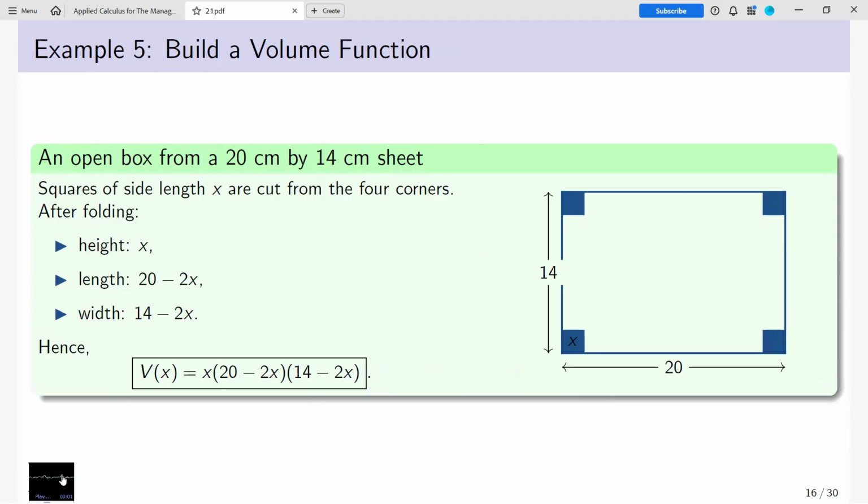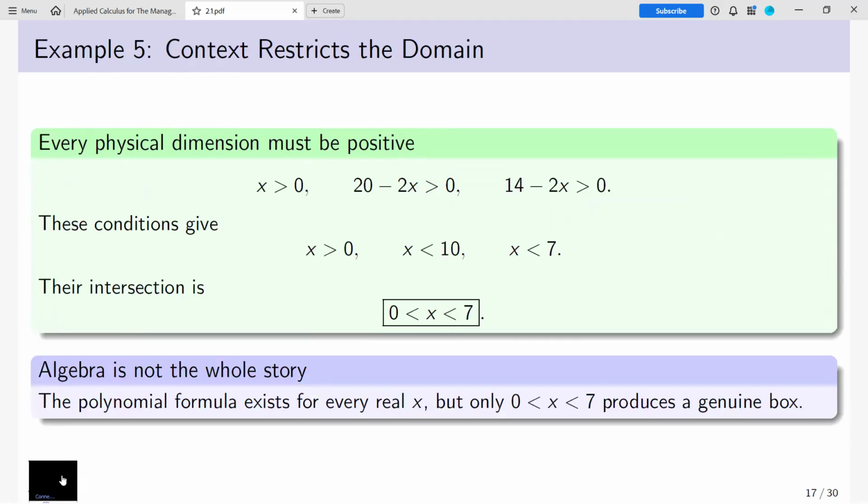Cutting squares of side x makes the box height x. Each original side loses x at both ends, so the new dimensions are 20 minus 2x and 14 minus 2x. Their product gives the volume. The physical dimensions must all be positive. Combining the three inequalities gives 0 less than x less than 7. Context can make a domain much smaller than the algebraic formula alone suggests.